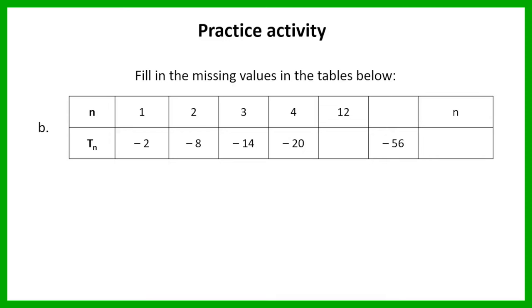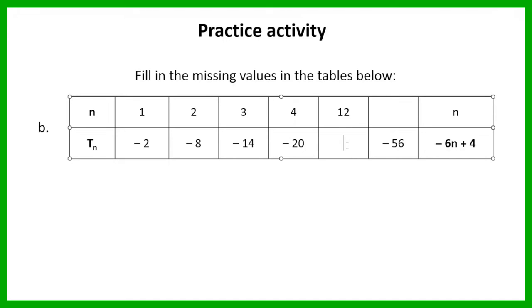Okay, so let's go through that table and see what you got. So, first of all, we had negative 2, negative 8, negative 14, negative 20. So you should have found that this was decreasing by 6 all the time. So we have a negative 6n in our rule like that. Then, to go from negative 6 to negative 2, I have to add 4. So that's what your rule should have been. Your nth term should be negative 6n plus 4.